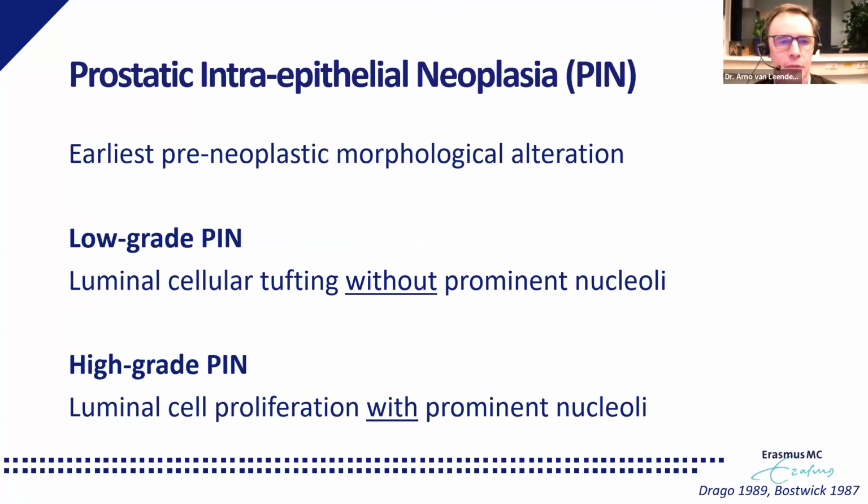So first, prostatic intraepithelial neoplasia. Morphologically, we can distinguish 2 types of prostatic intraepithelial neoplasia, low-grade PIN and high-grade PIN. And actually, those are the first neoplastic morphological alterations we can see in the prostate that are recognizable. So low-grade PIN is generally recognized as a proliferation of luminal cells with enlarged nuclei, but no prominent nucleoli. On the other side, high-grade PIN will have proliferation of luminal cells with enlarged nuclei, but also with prominent nucleoli.